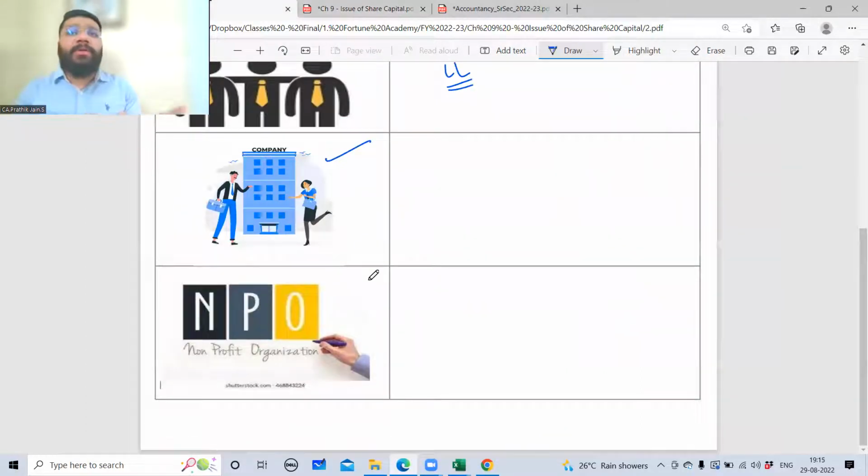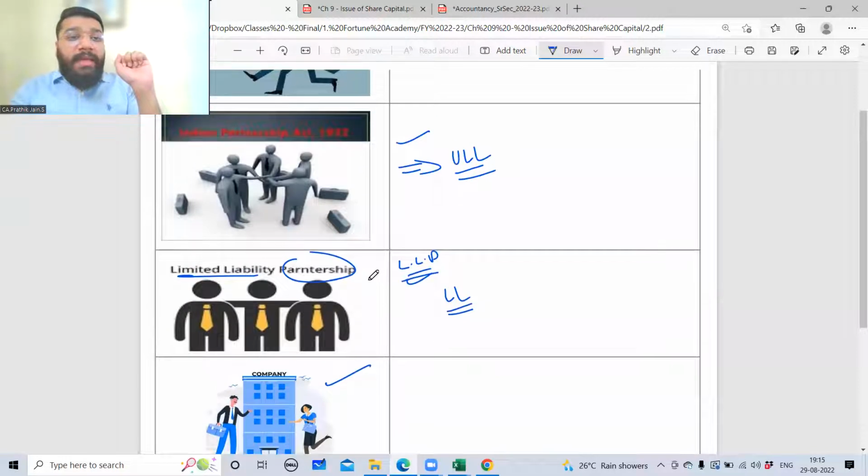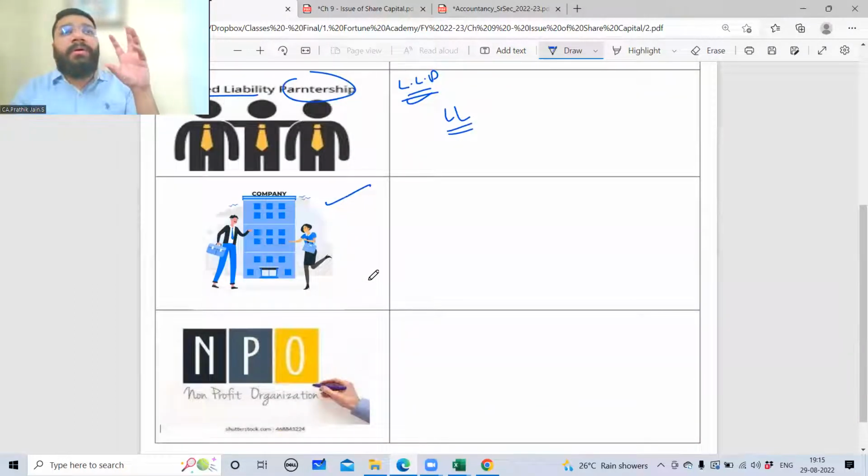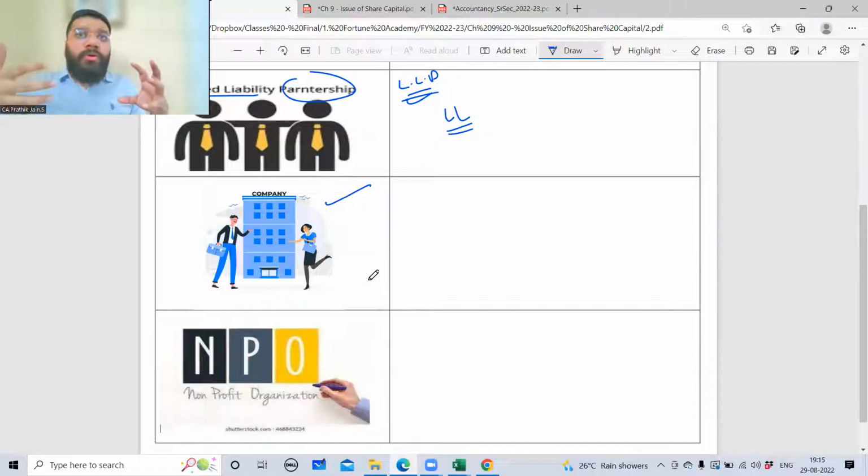NPO, last is NPO. NPO is something which you already studied. This is the first chapter that we studied. Fortunately or unfortunately, this got deleted from your 12th board examination. So NPO is an organization where you do the business and the motive is not profit. If you see the above organizations, sole proprietorship concern, partnership, company, all are profit-making organizations. Whereas NPO is an organization where you can create a trust or a society where the motive is to do services or sell goods for the welfare of that community or society. So here business happens, but the motive is not to share the profit.